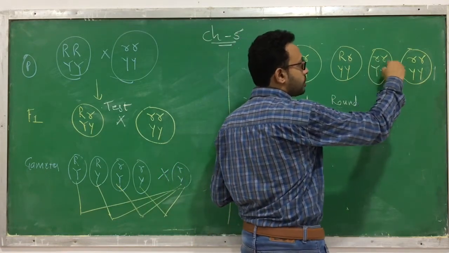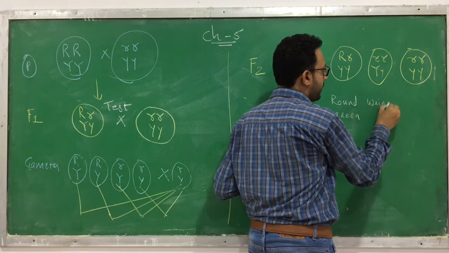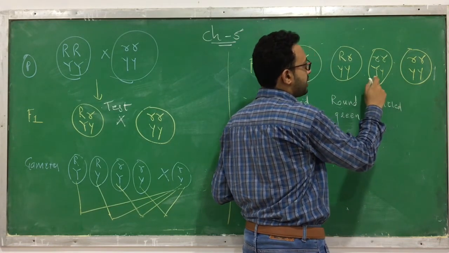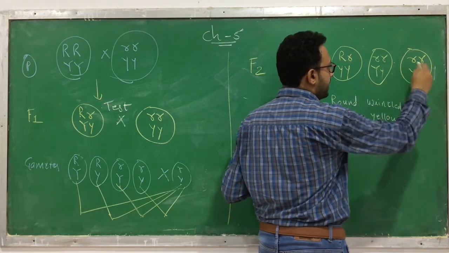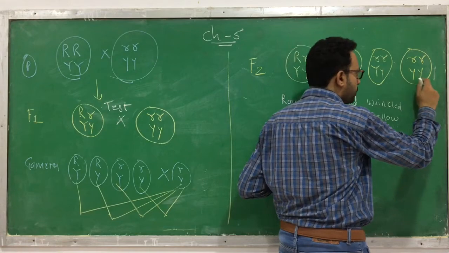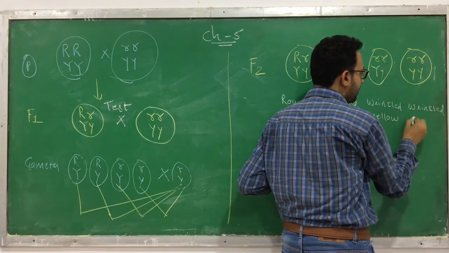Here no dominant, so the recessive will express. So which is the recessive? Small r means wrinkled. Here there is a presence of dominant, capital Y, so it is yellow. Here no dominant, here also no dominant, so both are small r, that means wrinkled and green.